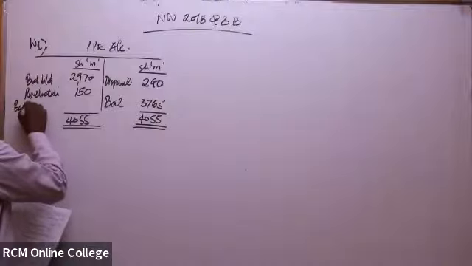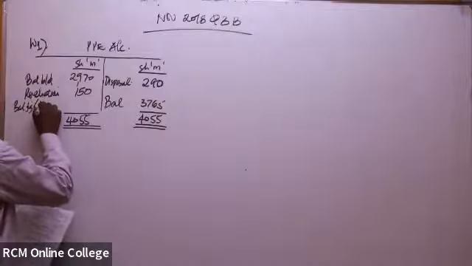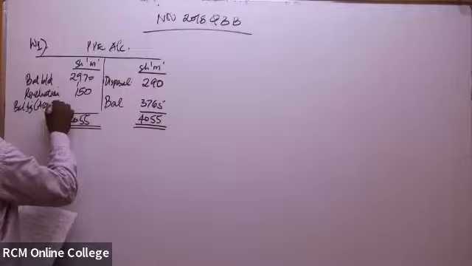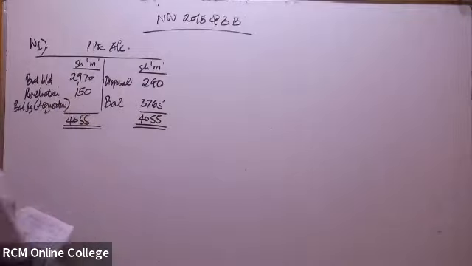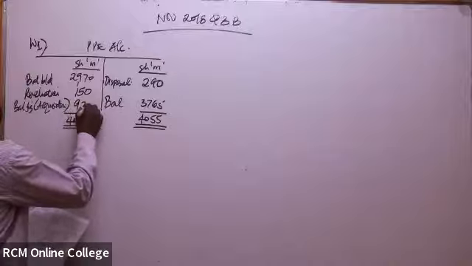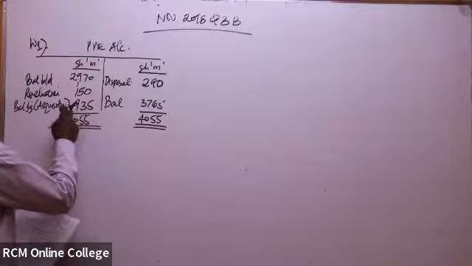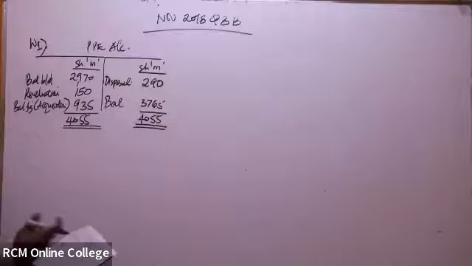There'll be a balancing figure here, which in this case will be the acquisition of additional assets during the year. The balancing figure is 935. So this was the acquisition of extra assets during this year. So when you come up with the statement of cash flow, under investing activities, we'll indicate there were additional assets acquired.